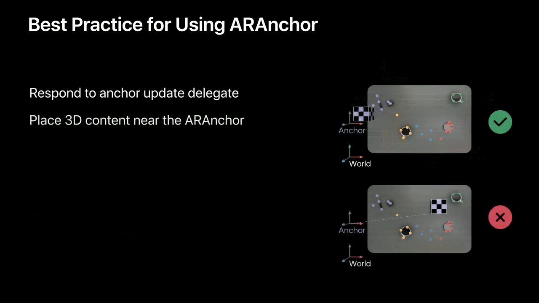Second, when you place your virtual object, it is best to place it near to the AR anchor, but not far away from the AR anchor. The reasoning is the same as before. When the anchor update happens, if you have a virtual object far away from the AR anchor, then you could experience a large translation update to your virtual object, which is not desirable. So it is best to place your virtual object near to the AR anchor, so you can represent the tracking quality correctly.